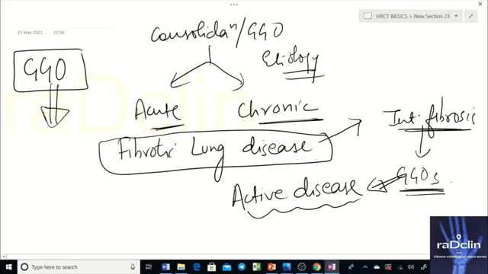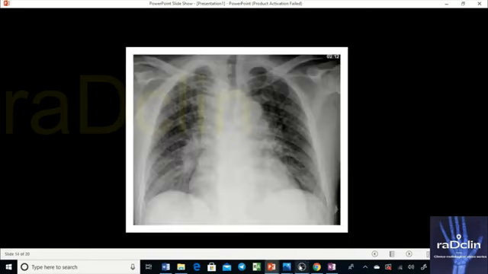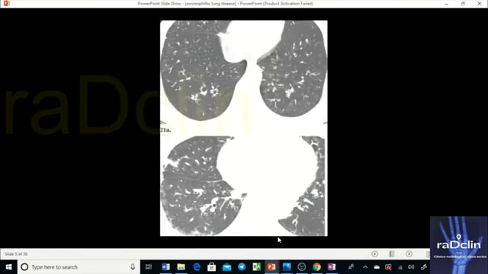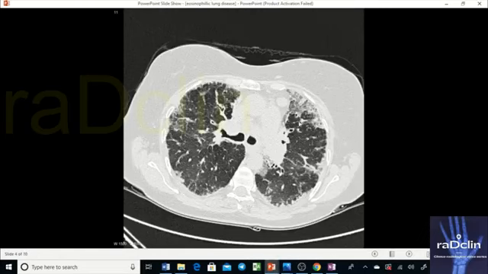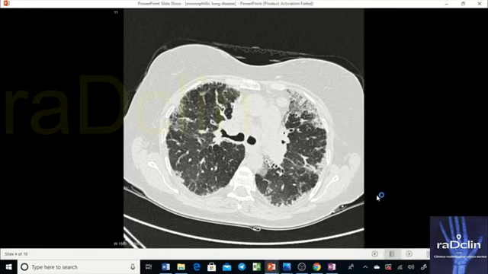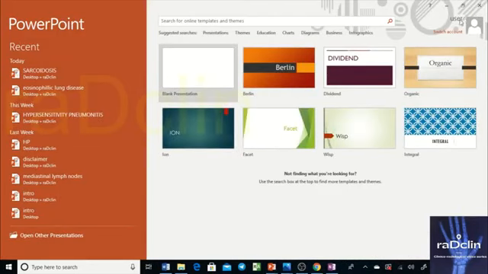I don't think I need to show how these appear on the image, obviously, because we know how a consolidation looks. This is like this, and all these are GGOs. This is an image of chronic eosinophilic pneumonia.